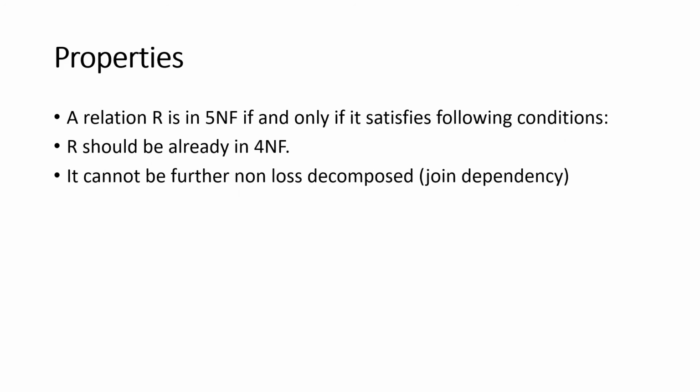Now we will study the properties of fifth normal form. A relation R is in fifth normal form if and only if it satisfies the following conditions. The first condition is always that it should satisfy the previous normal form, that is fourth normal form. So the relation is already in fourth normal form. Then we talk about fifth normal form: it cannot be further non-loss decomposed. Non-loss decomposition, or join dependency, means there should not be any loss in the data.